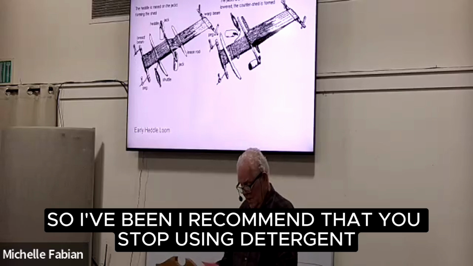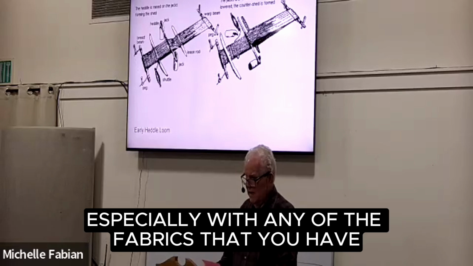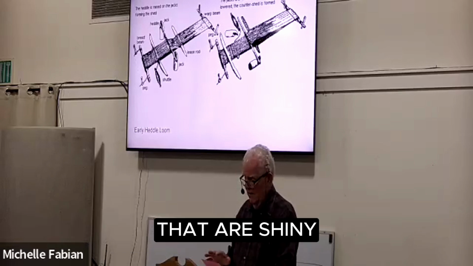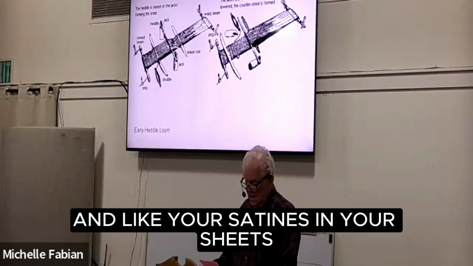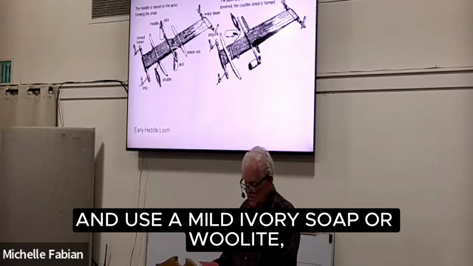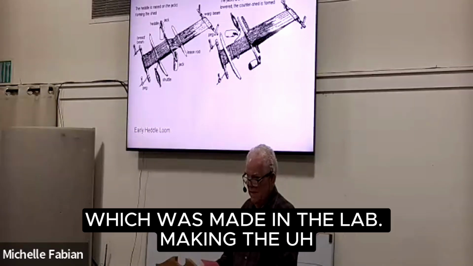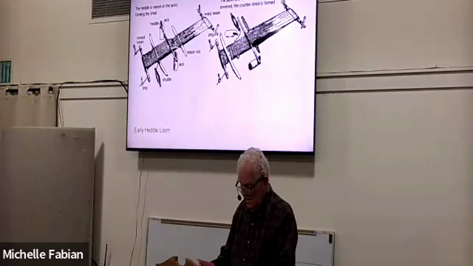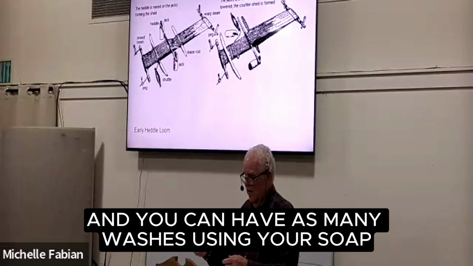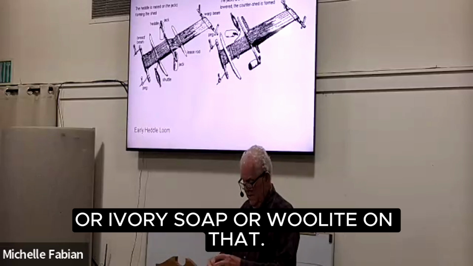So I recommend that you stop using detergent, especially with any of the fabrics that are shiny and nice, like your sateens and your sheets, and use a mild Ivory soap or Woolite, which will make your garment last longer and look better, and you can have as many washes using Ivory soap or Woolite.